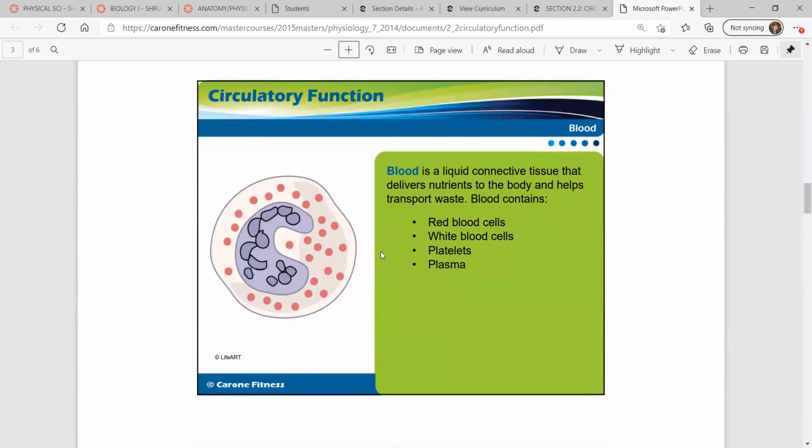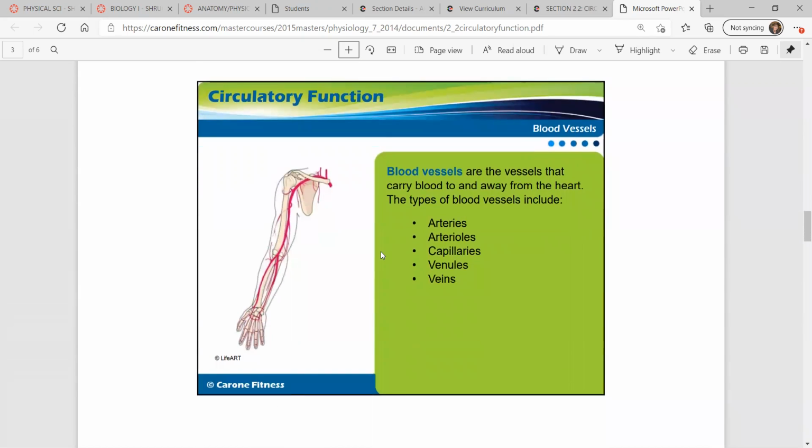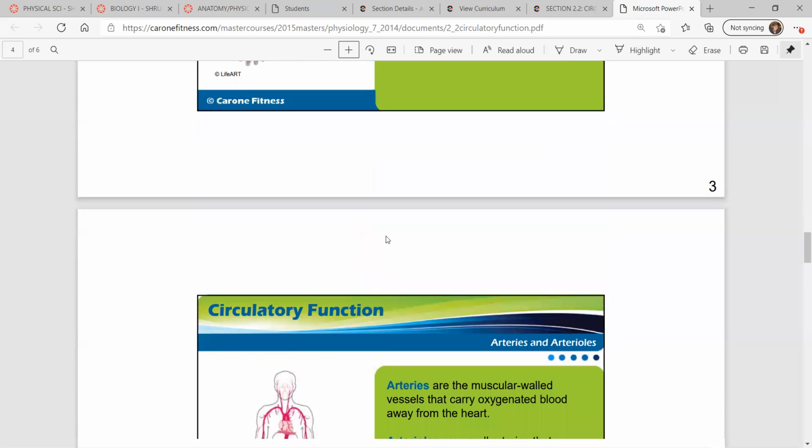Blood is a liquid connective tissue that delivers nutrients to the body and helps transport waste. Blood contains red blood cells, white blood cells, platelets, and plasma. Blood vessels are the vessels that carry blood to and away from the heart. The types of blood vessels include arteries, arterioles, capillaries, venules, and veins. Those are all blood vessels.